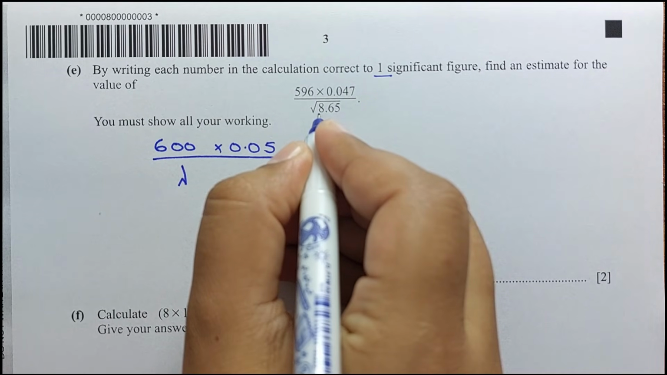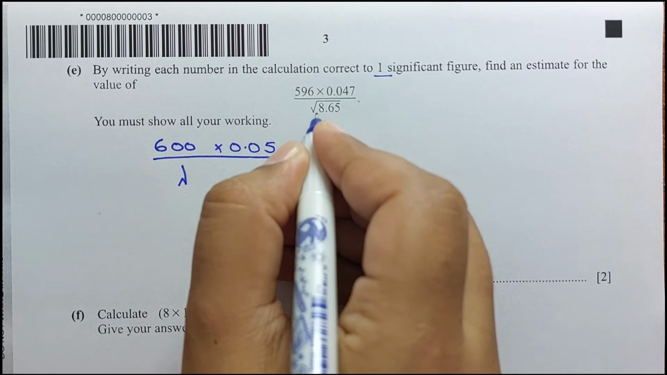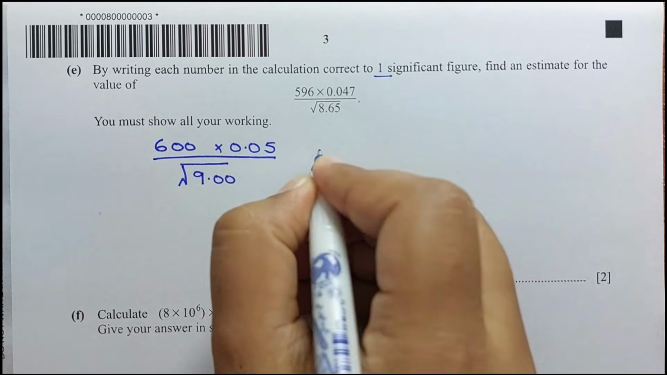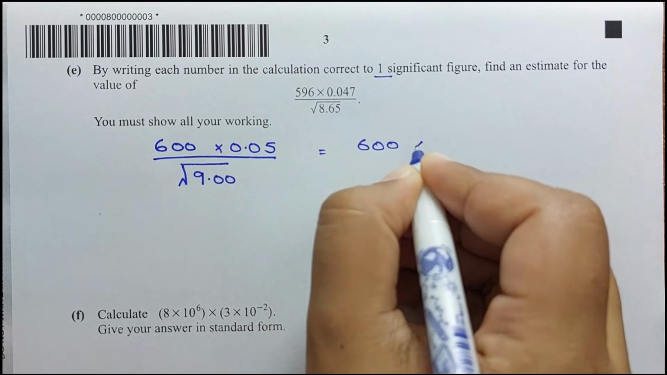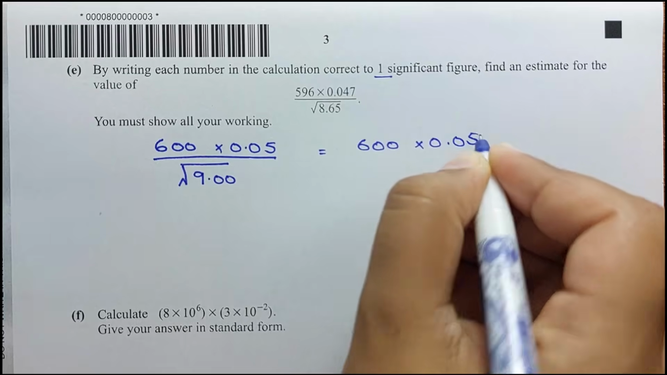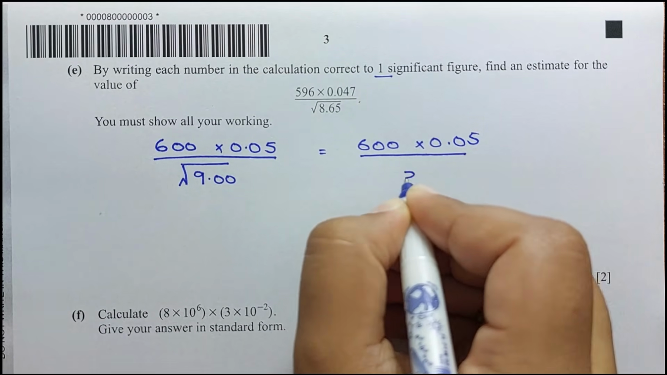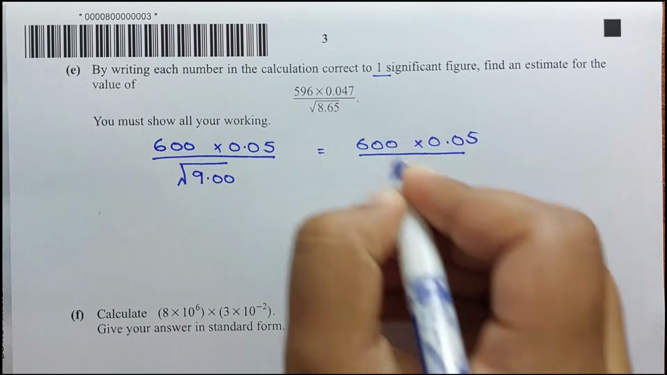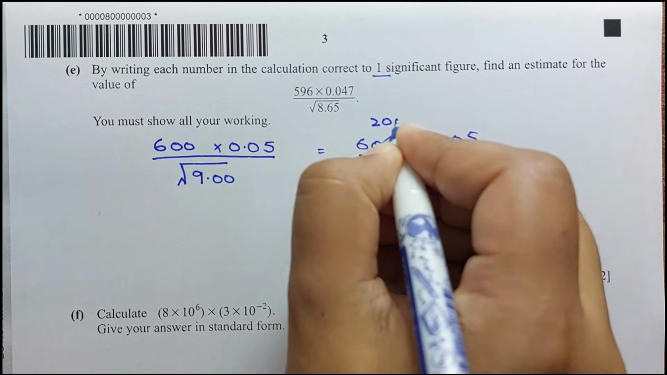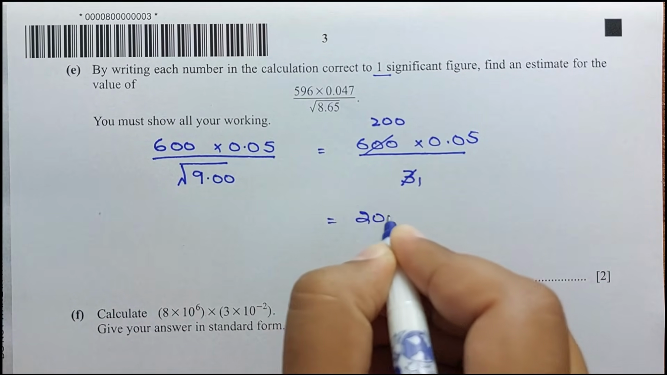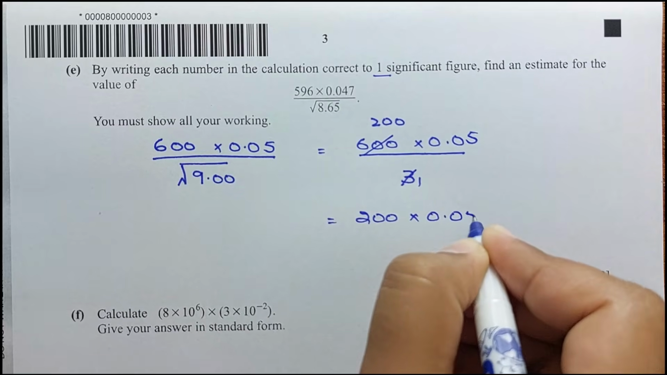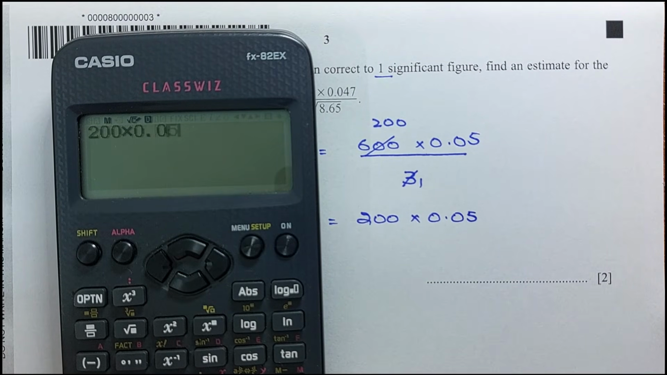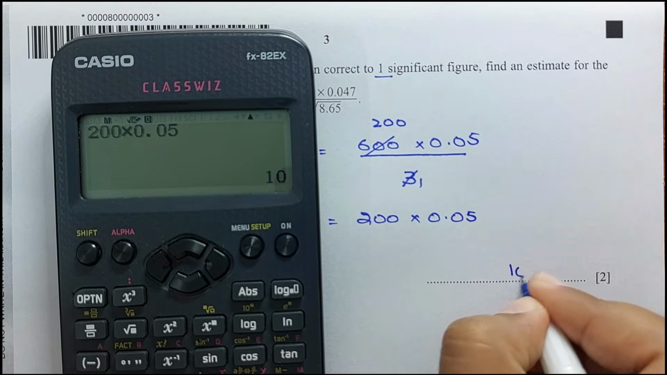8 is the first significant number. The next would be 6. So adding 1, it becomes 9.00. Okay, so this is 600. Multiply 0.05 divided by root 9 is just 3. Right? Simplify. 3 times 1 is 3, 3 times 2 is 6, and 0, 0. So it becomes 200. Multiply 0.05. Let me simplify. 200 times 0.05, which is equal to 10.